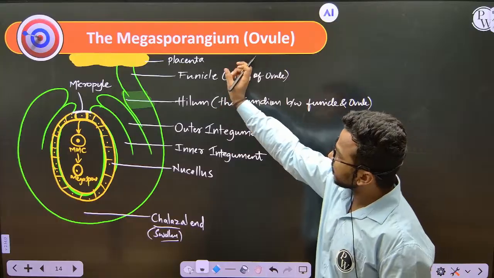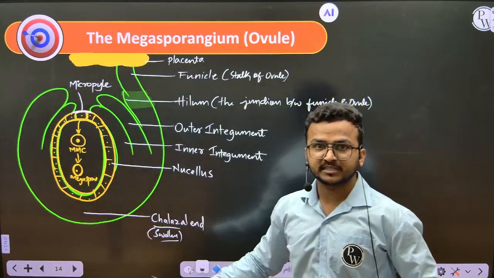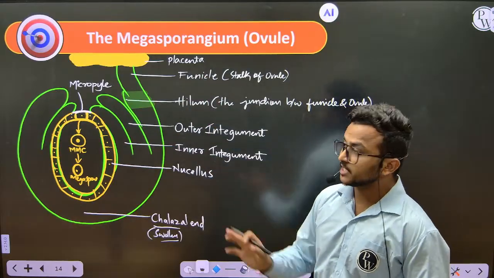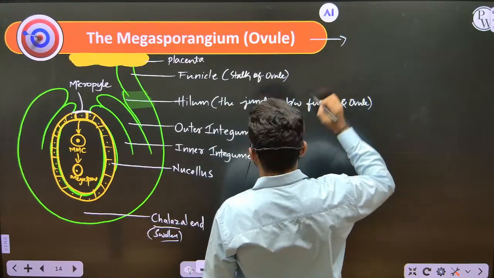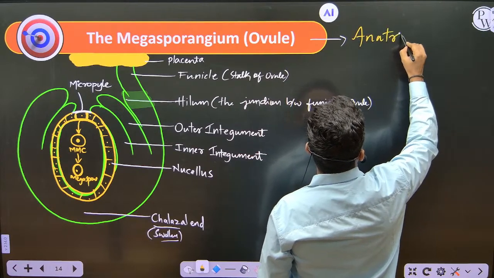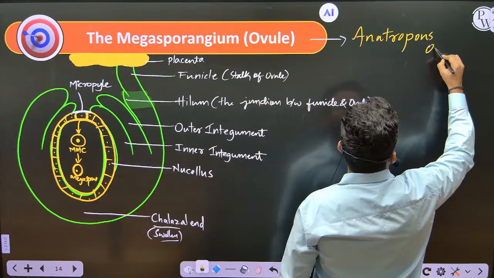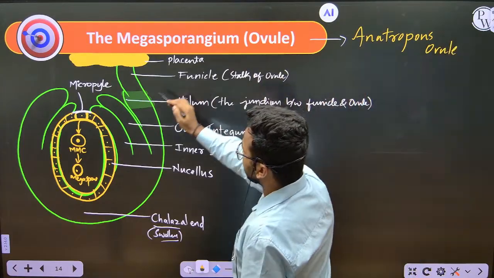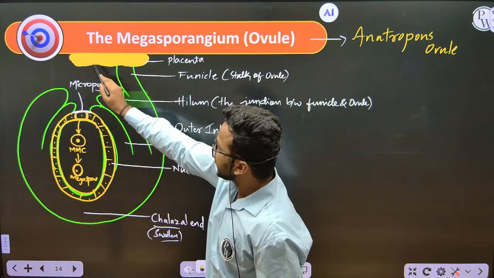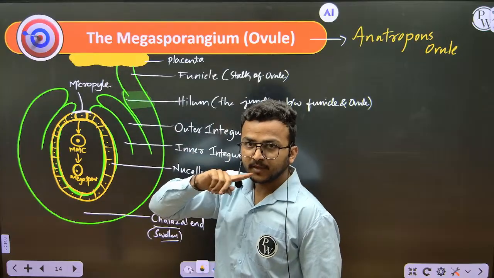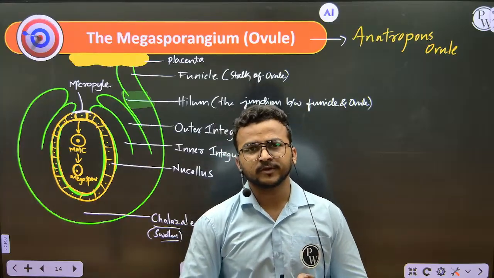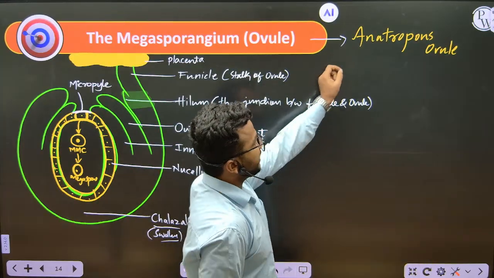This whole structure is the megasporangium, also called the ovule. This type of ovule we call an anatropous ovule. In an anatropous ovule, the placenta is there, the ovule is inverted, and the micropyle is towards the placenta. There are different types of ovules, like orthotropous ovules and others.